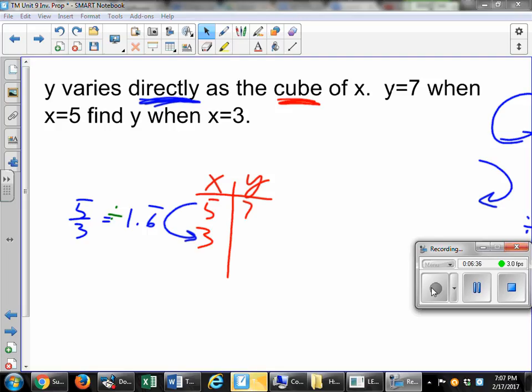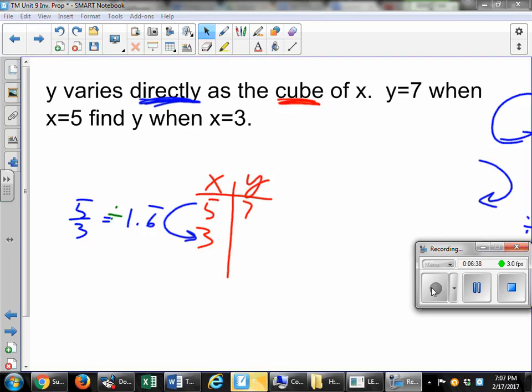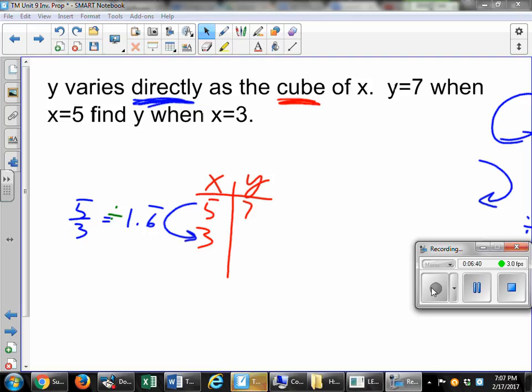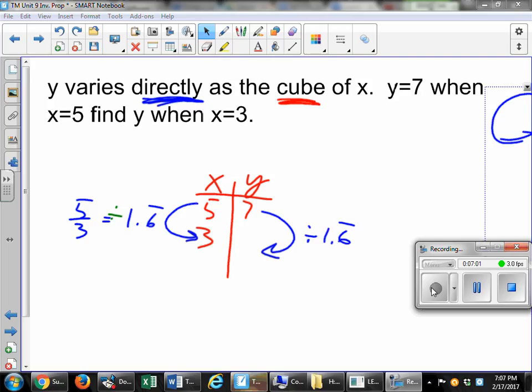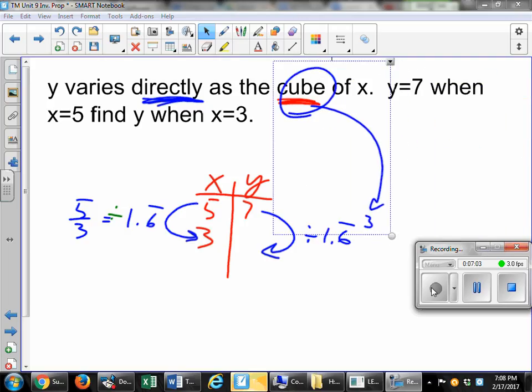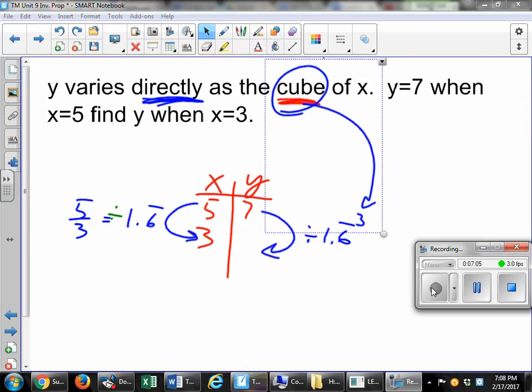All right. Now this one says directly. So on this side, if the left side went down, what's going to happen to the right side when it says varies directly? Well, that one's going to have to go down as well. So that's going to be divided by 1.6. But wait, it's not just a plain 1.6. It's going to wind up being 1.6 cubed.